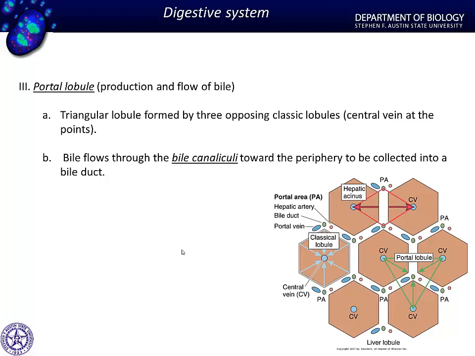Now, the third lobule doesn't deal with blood flow, but it deals with the production of bile and the movement of bile. So in this case, our portal lobule is going to be a triangular shape. And even though we're showing from a central vein toward a bile duct, understand bile's not coming out of the central vein. Bile's produced by the hepatocytes and expressed into the bile canaliculi that then flows toward the periphery toward a bile duct.